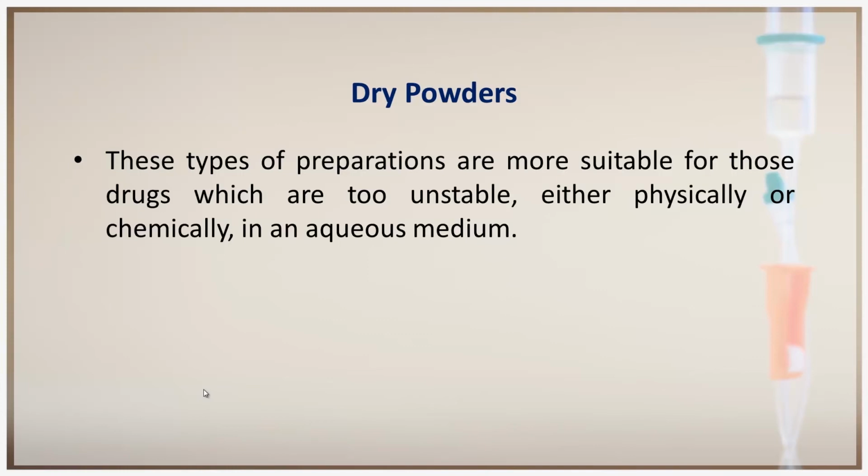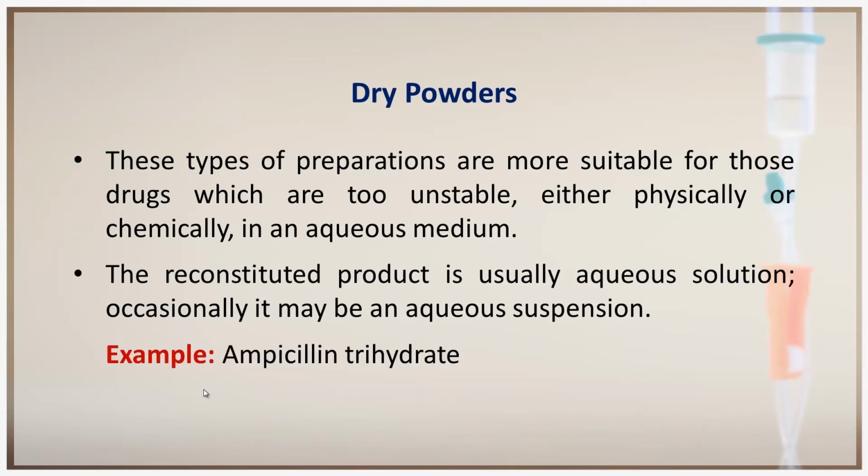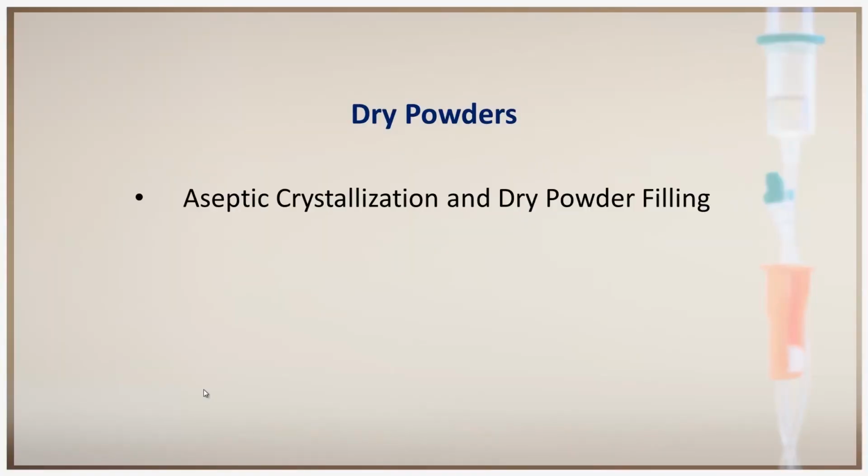So these types of preparation are more suitable for those drugs which are too unstable, either physically or chemically, in aqueous medium. The reconstituted product is usually an aqueous solution and occasionally it may be an aqueous suspension, for example penicillin trihydrate. Dry powders for reconstitution as an injectable product may be produced by the following methods: aseptic crystallization and dry powder filling, spray drying, and freeze drying. So these are three methods which are used for the preparation of dry powders.